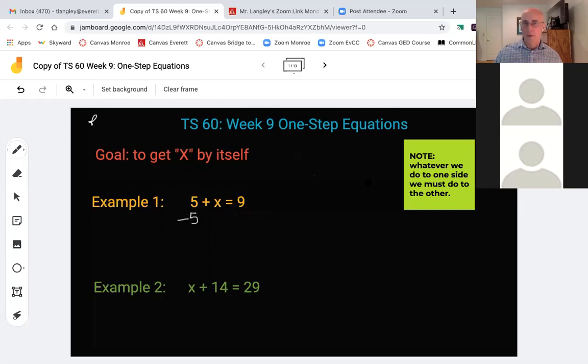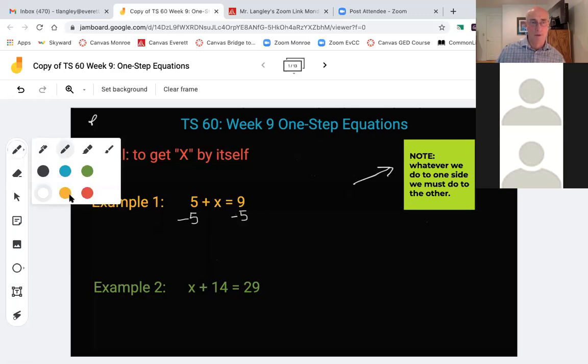And you see my note here? Whatever I do to one side, we have to do the other. That means I'm going to subtract 5 from the other side. So go ahead and put that in your notes, just like I added it there. So you kind of have that step there, okay?